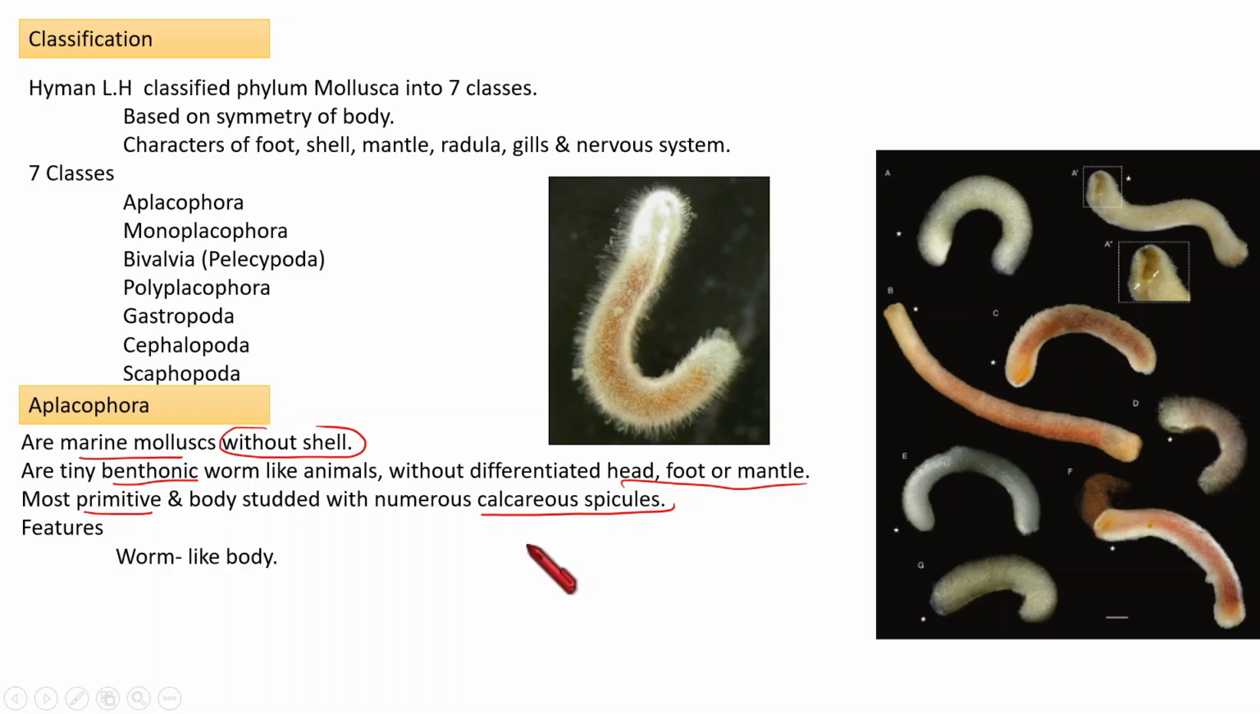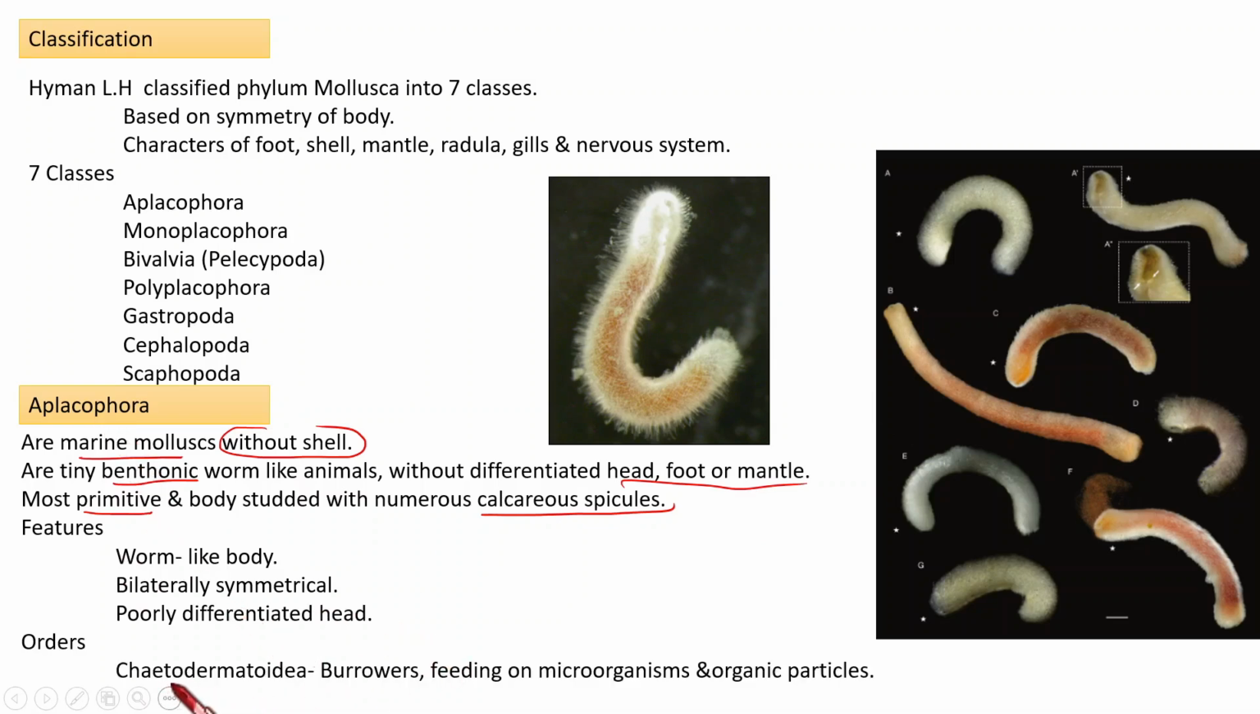What are the other important features? Worm-like body, as I already told you. The body is bilaterally symmetrical, so for getting equal halves, you only need to cut through the center in one place. Poorly differentiated head. Then under this class there are two orders. The first one is Chaetodermatoidea. They are all burrowers. They feed on microorganisms and organic particles. Then one more order is there, Neomenioidea. This one is burrowers, the other is creepers.